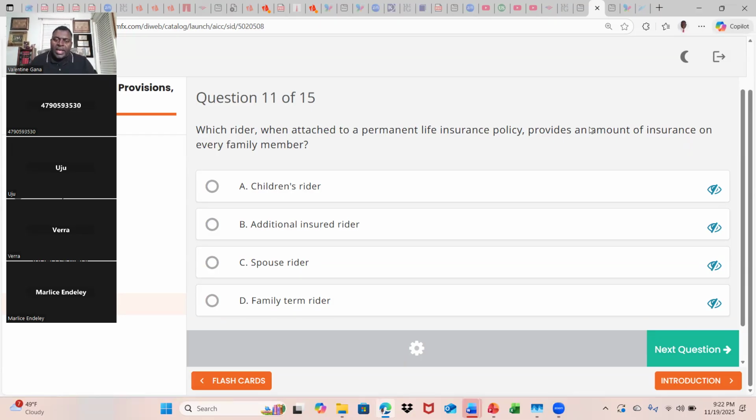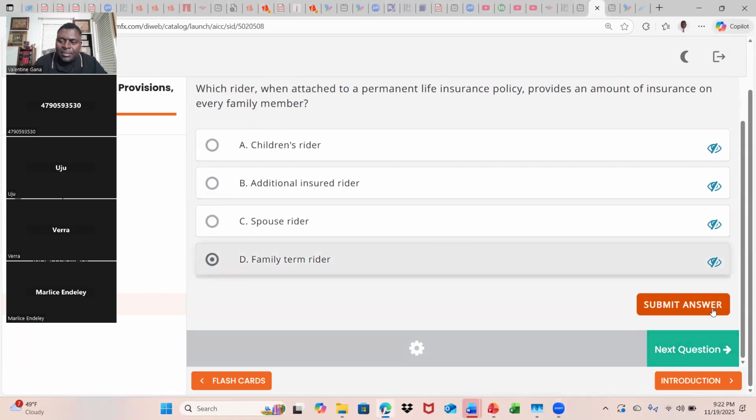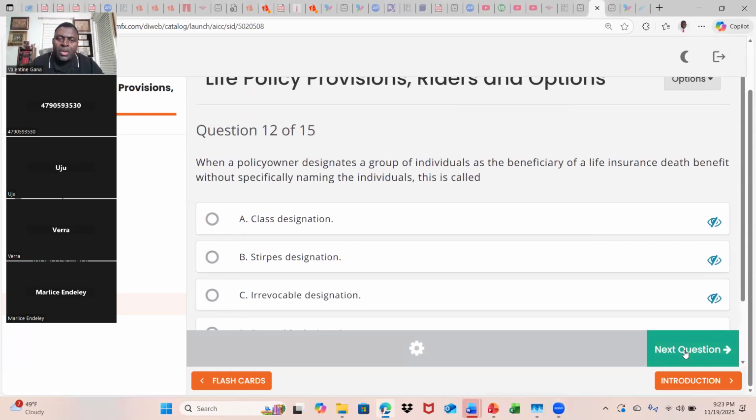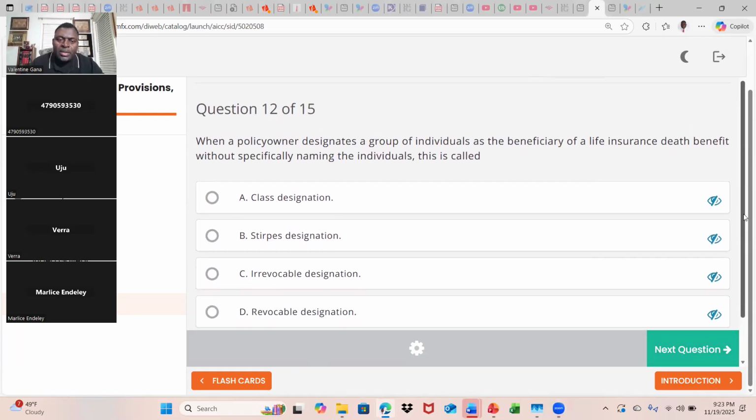D. So A is out, C is out. It's between B and D. But they said it provides an amount on every family member. It's D. Family member. Let's go with D. Family term, yes. And that's correct. A single rider that provides coverage for every family member is called a family rider. All right. So let's go to the next one.